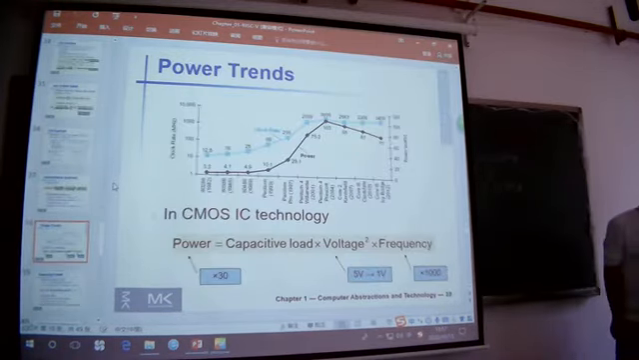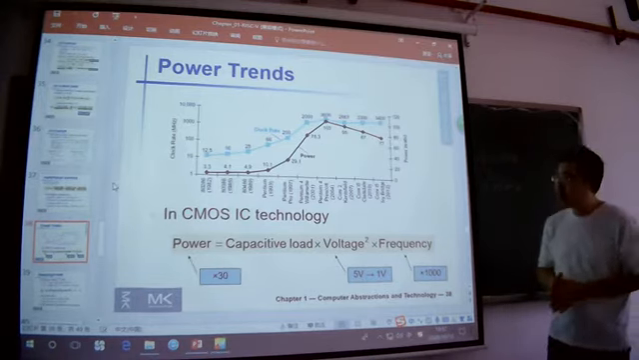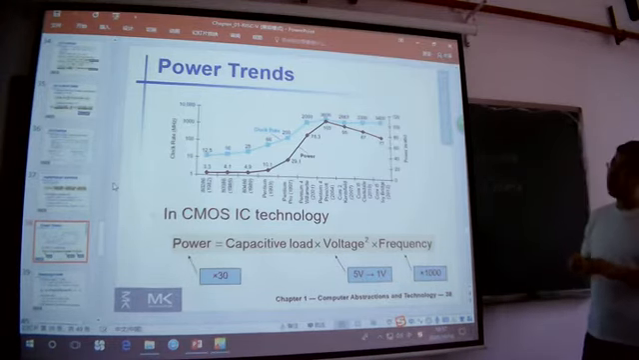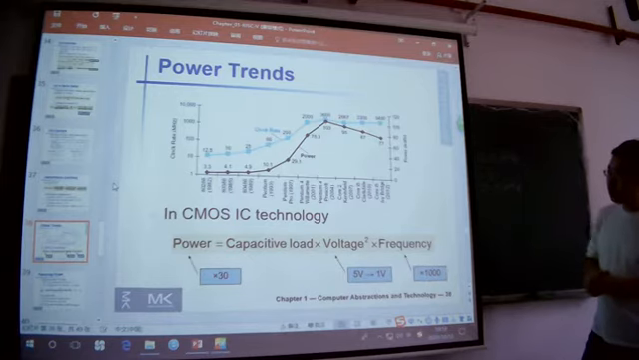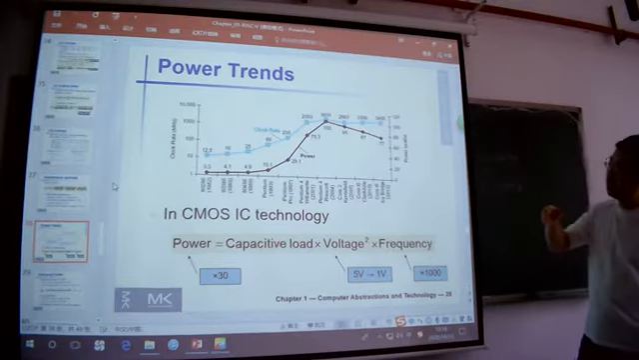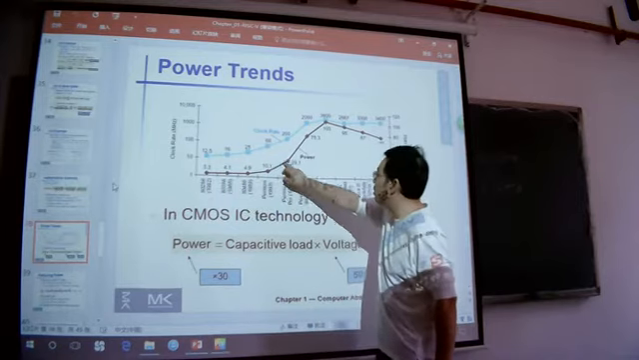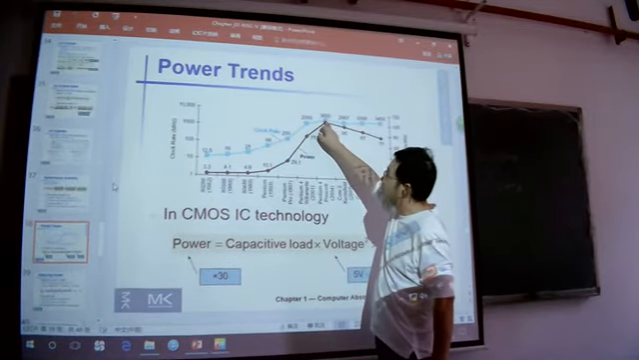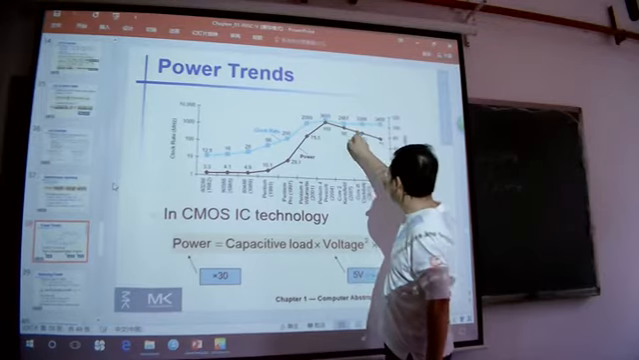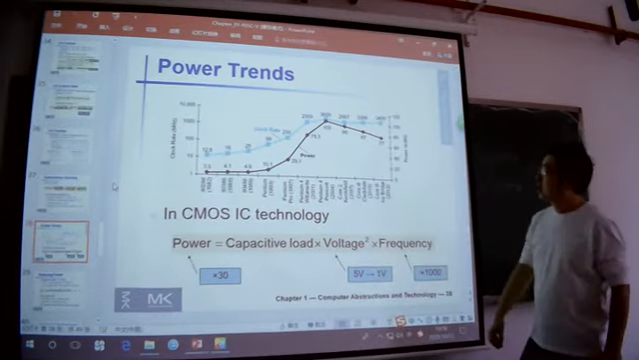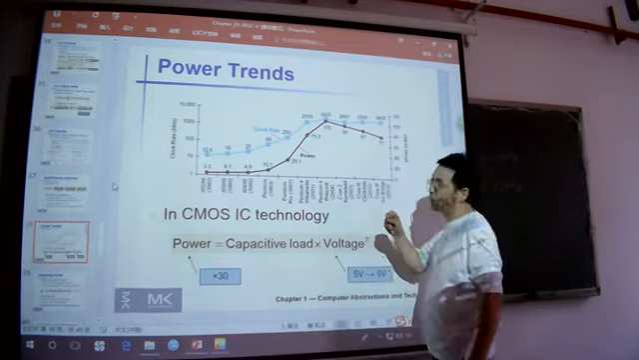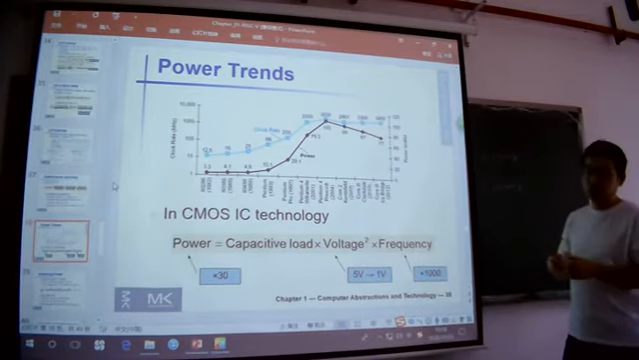Okay, the power trends. The power is very important and useful. We hope the power is lower and lower than before. So you can find the trend is from this. The top is the trend. Okay, we can find the decrease. The decrease is because the CPU is multiple cores.